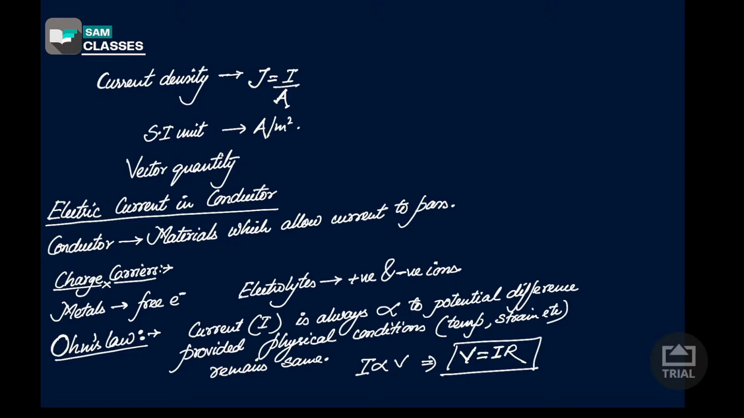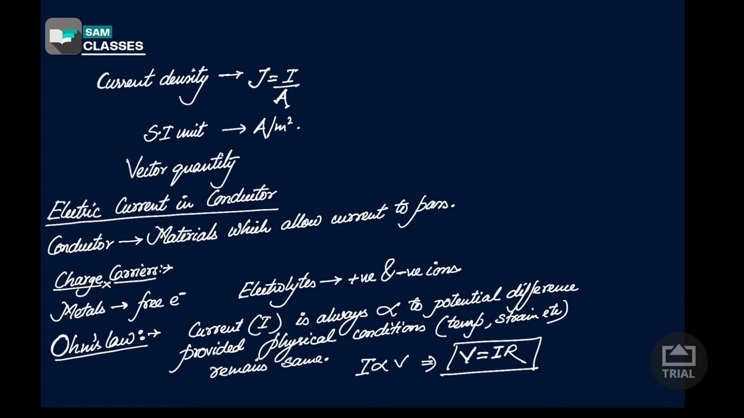Next is, what is current density? Anything density is what? It is divided by area. If I ask what is pressure density? Pressure by area. Clear? Everybody got it? So SI unit is what? For current, ampere, for area, meter square. Done. Vector quantity. Clear?